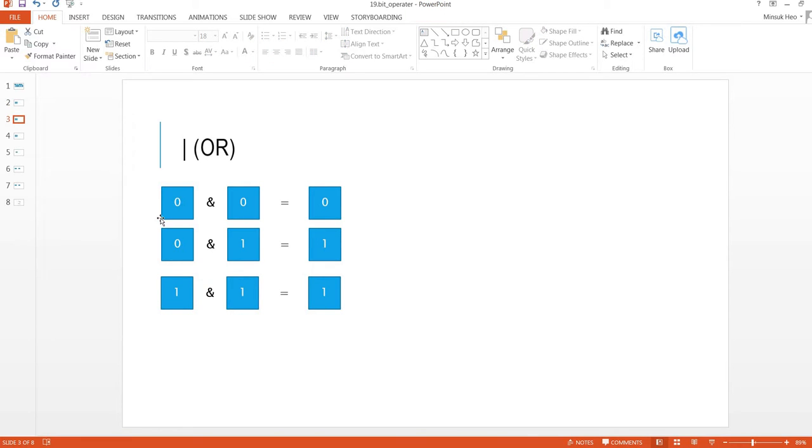The next is OR. When we have 0 and 0, it's 0. And when we have at least one 1 in these two values, it's 1. So this one is 1. Also, when we have two 1s, it's 1.